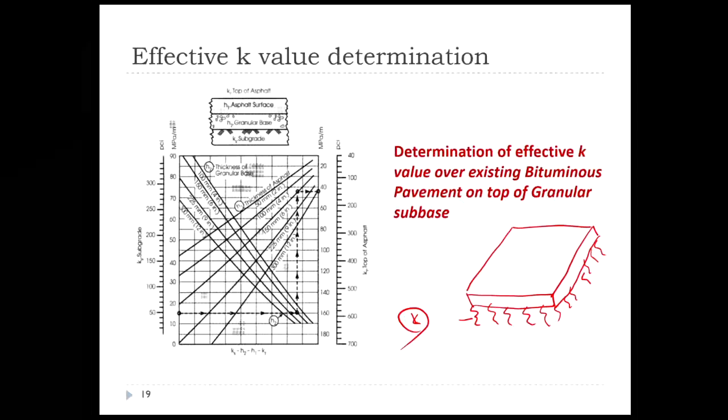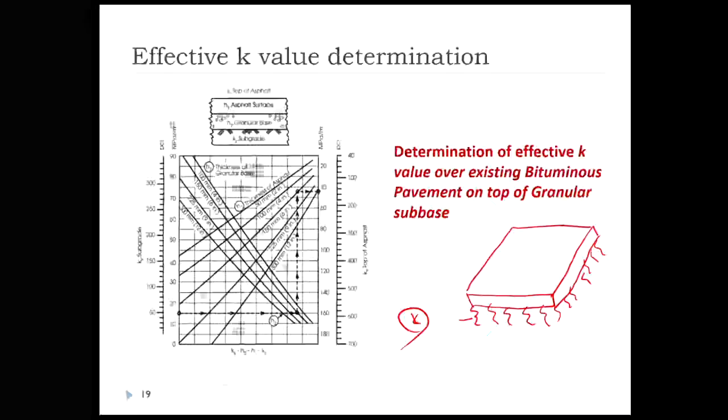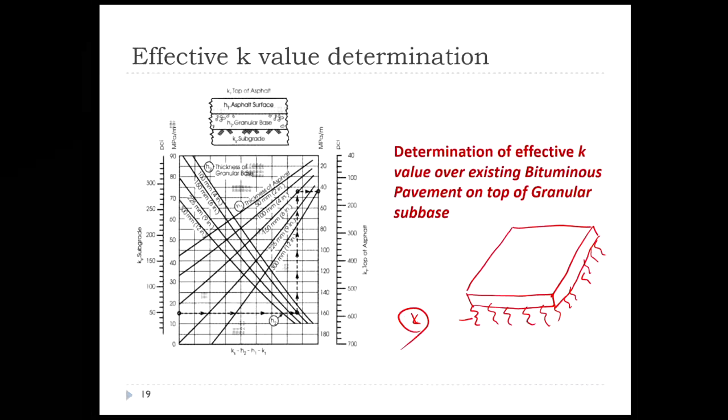So there are charts which are actually provided in IRC SP 76 to determine the effective K value. So let me repeat again. In the case of conventional concrete pavements, we analyze the concrete pavements by considering that the slab is resting above a Winkler foundation. So basically all your subbase layers, your subgrade layer, the strength of your subbase layers and your subgrade is represented by what is referred to as modulus of subgrade reaction K.